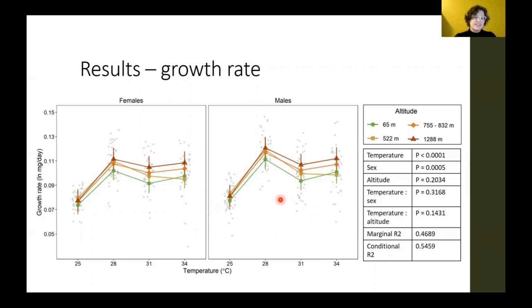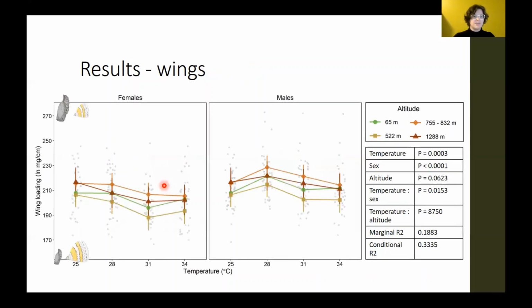The final thing that we see here is that the males seem to grow a little bit faster than the females. Yeah, and these types of differences between the sexes are also known from the literature, so I don't think that's the most interesting of these graphs.